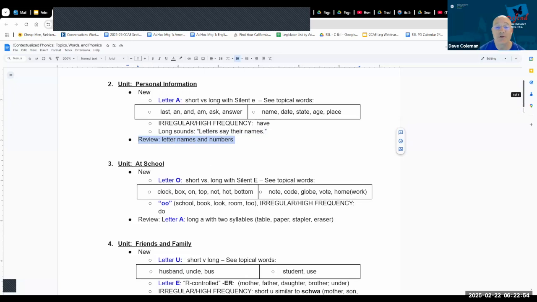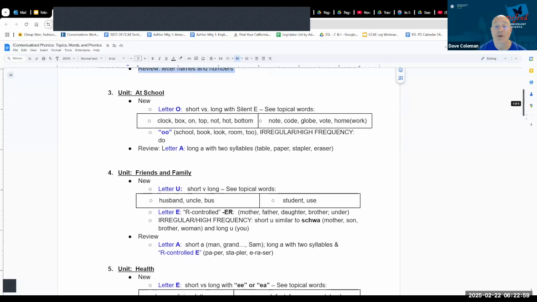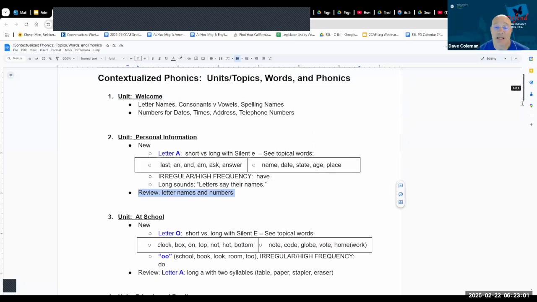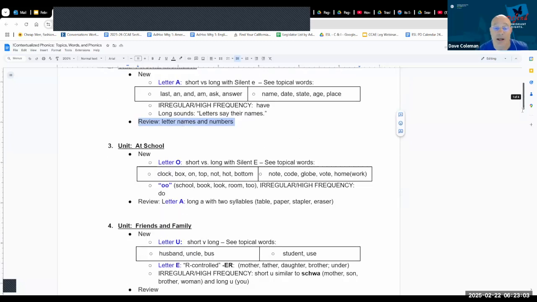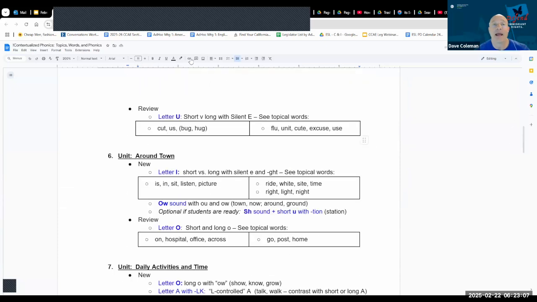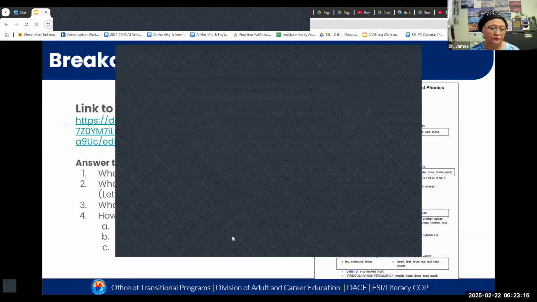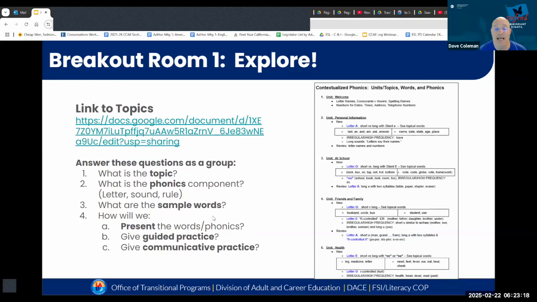What we'd like to do is give you time to look at one or two. You might want to choose something from the beginning because you might be thinking about next term already, or just choose something that looks interesting to you and answer the questions. Let me go back to that screen. Make sure you can still see it. So the questions are topic, phonics, sample words, and then how might you work with this in your class with your students.